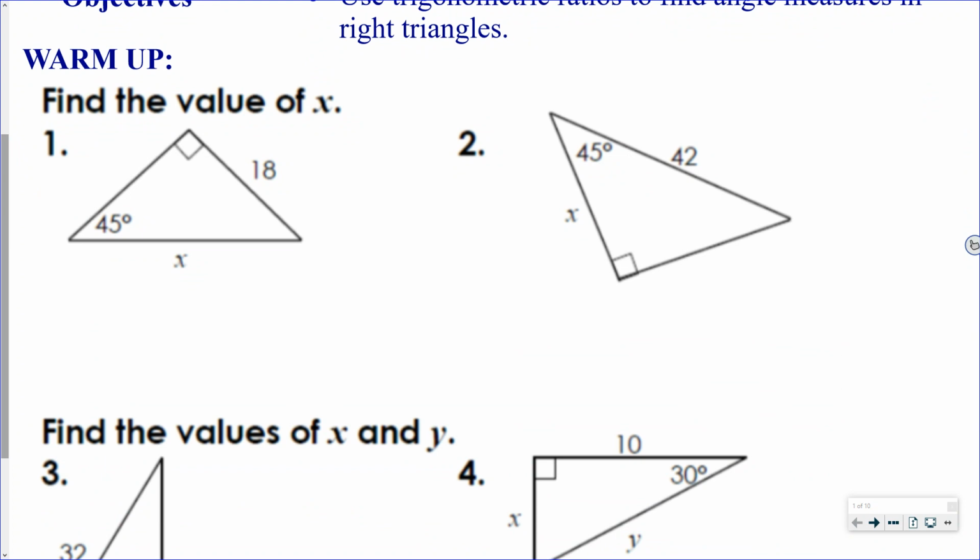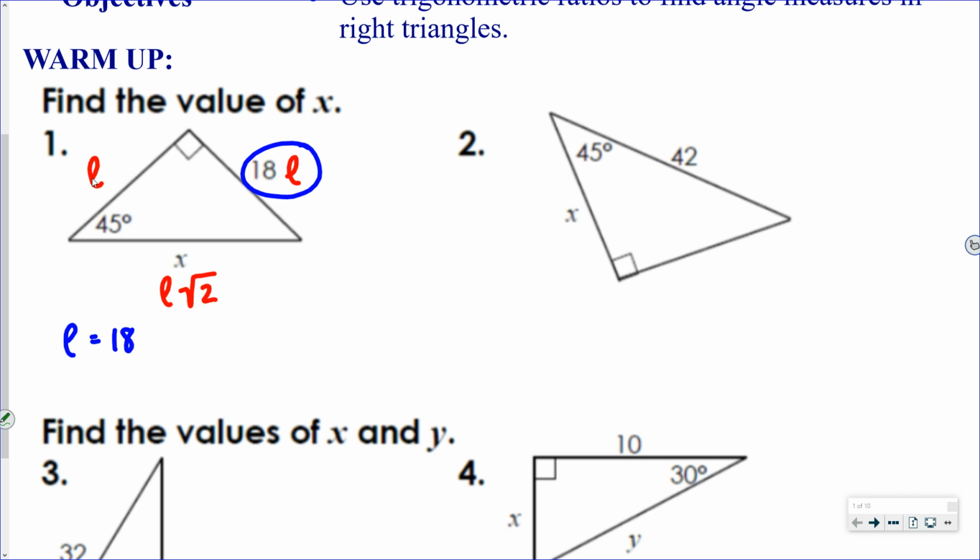Okay, who remembers the little letters and their placements for 45, 45, 90, like we have in number 1 and 2? Alex? Perfect. She said the legs are both L. They're the same. And the hypotenuse is L root 2. Okay, so that's how I start these problems. I just label that. Then I see what's given to me, and here I see that L is 18. One of my legs is 18.